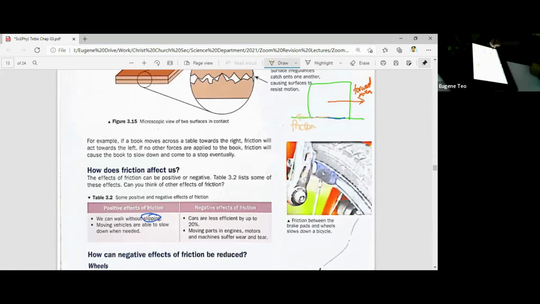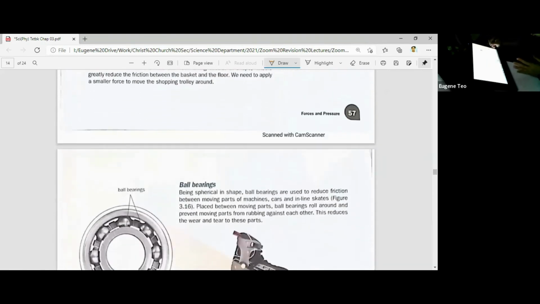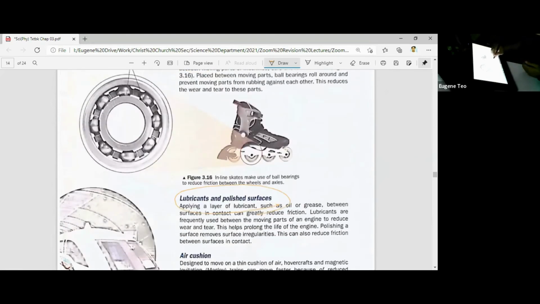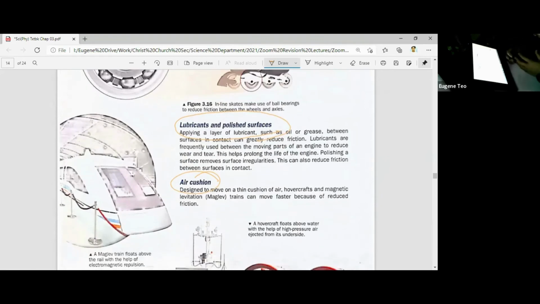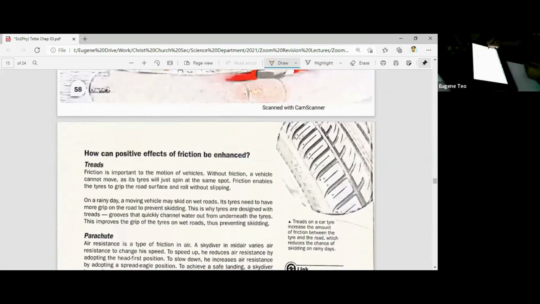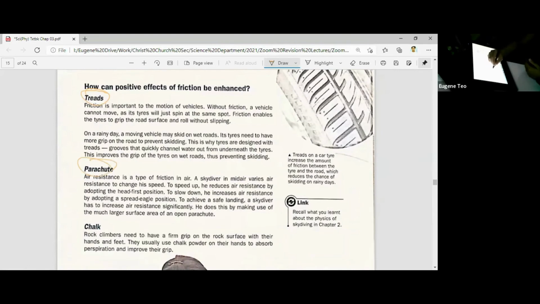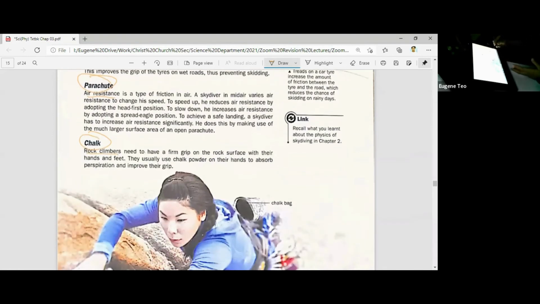Okay, so friction wise, do take note of this particular example. The rest of it, I think you can read out on your own. How you can reduce friction using ball bearing, how can you use lubricant or polished surfaces, use air cushion. This is really just to let you appreciate the things around us, how we are trying to reduce friction in the things around us. How frictions can be enhanced, such as treads on the wheels to increase friction so that it can move better. Parachute, so that we have higher air resistance, so that we can slow down faster. Last one, chalk on the rock climbers, so that they can climb the surfaces better.